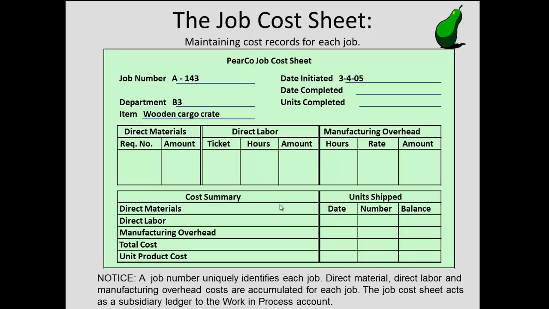So this is a job cost sheet here in example 1, and this is where we're going to keep track of all the cost related to a particular job. We have these different job numbers that are specific, a unique identifier to this one job. As you can see down here at the bottom, we're going to tally up direct materials, direct labor, and manufacturing overhead. Once we've accumulated all the information here, we're able to see the total cost and the unit product cost.